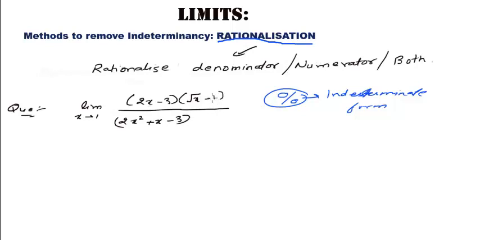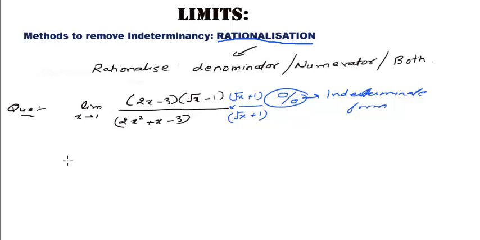So what is the irrational term that you can see here? It is in the numerator. So we'll try to rationalize this term, under root of x minus 1. To rationalize this, we multiply and divide the expression by under root x plus 1, multiplying and dividing the denominator as well as the numerator by under root of x plus 1.